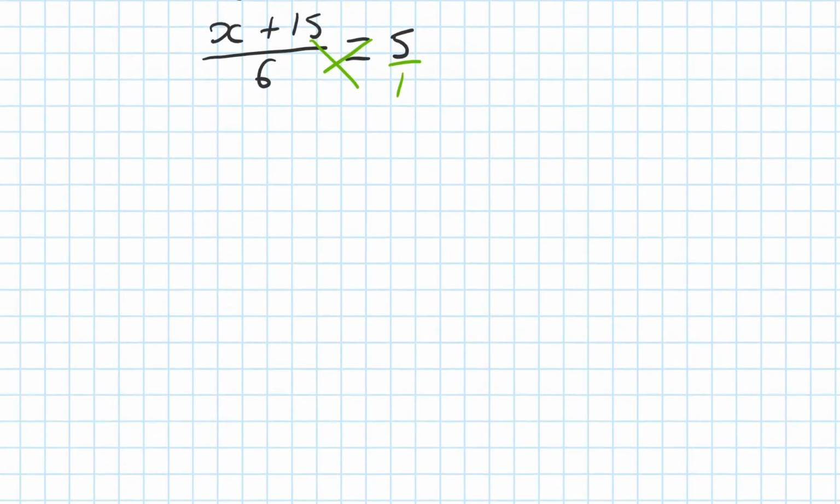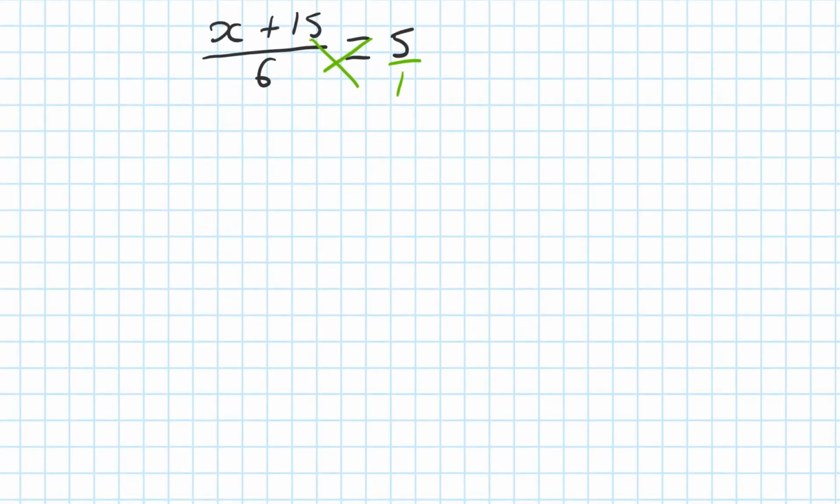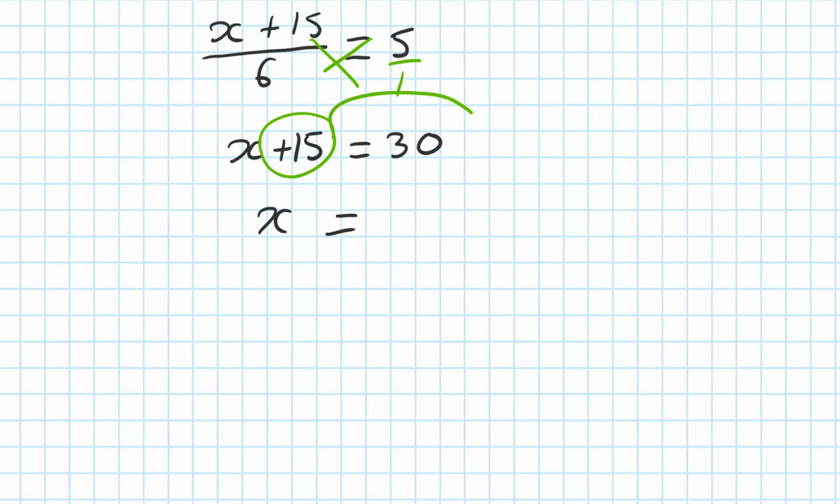So what we do: 1 times x plus 15 is x plus 15. 6 times 5 is 30. You see? Then what I do, I move this to this side, that becomes minus. So therefore, x is equal to 30 minus 15. So the answer is 15. Therefore, x is 15.